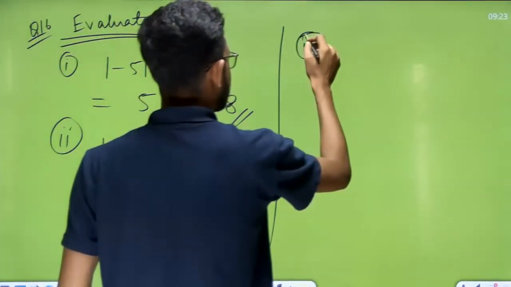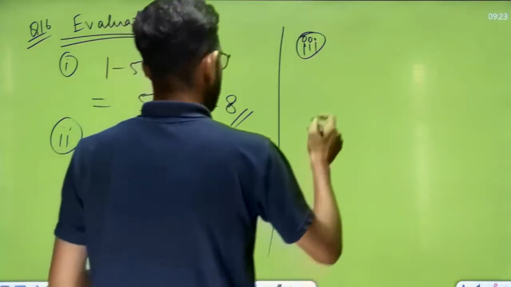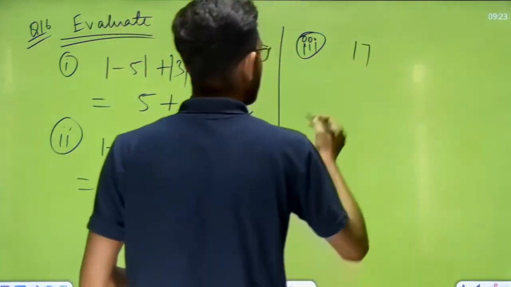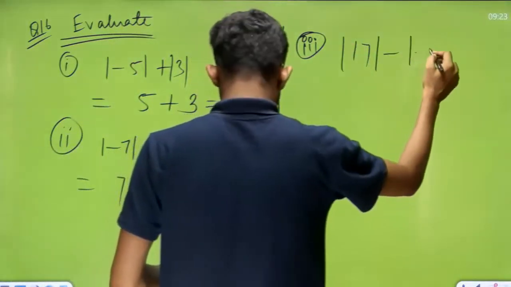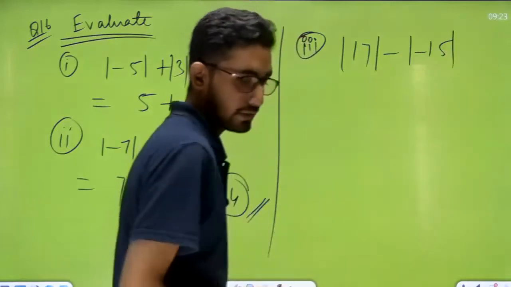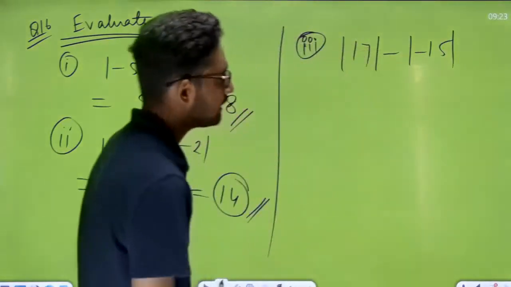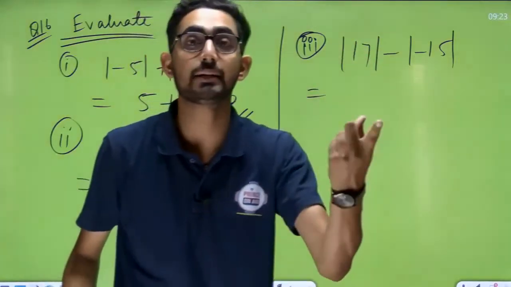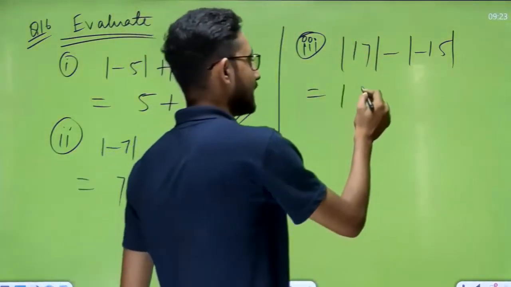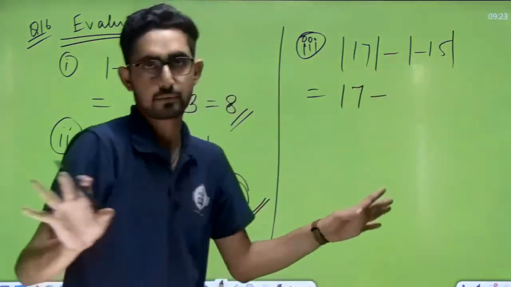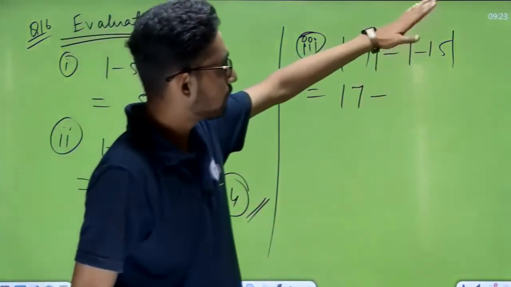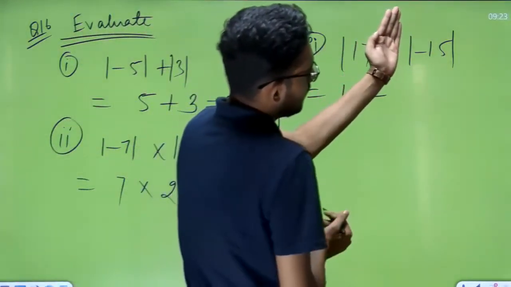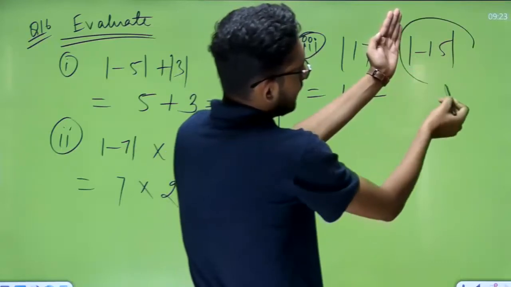Okay, this is the last question. You will solve the rest of it yourselves. 17 mod minus 15. Now try to understand. This is a very simple question. Again, 17 mod. What is the value of 17 mod? That is 17 only. Yes. The minus sign obviously you have to give. And what is the value of this one? Look at this thing, okay?